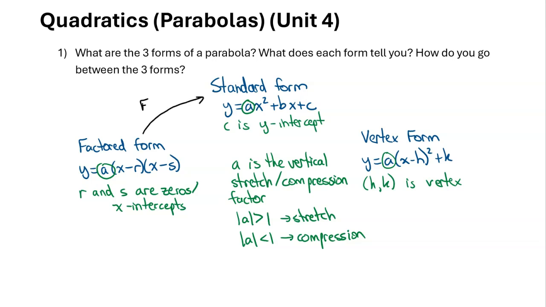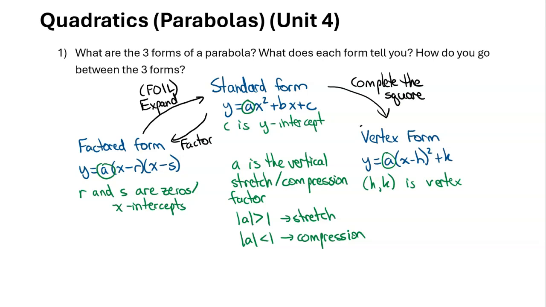So now how do you go between those forms? Well, to get from factored form to standard form, you just expand. We can FOIL that out, first, outside, inside, last. To go from standard form to factored form, we need to be able to factor, and you can see my last video for that. To go from standard form to vertex form, what you need to be able to do is you need to be able to complete the square. We're going to do that later in this video.